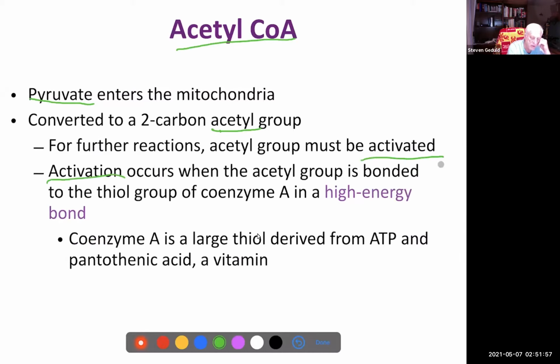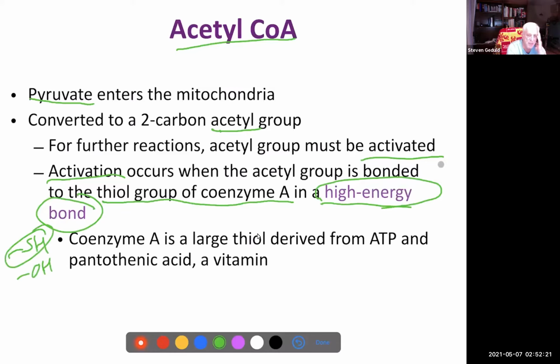Activation occurs when the acetyl group is bonded to the thiol group of coenzyme A, which is a high-energy bond. That's the key. When we bond to high-energy bonds, you can use that bond to process it more in the cycle as it goes in. So the acetyl group is bonded to the thiol group. Remember, thiol is a sulfur group. Thiols are SH, alcohols are OH. So thiols are an SH group. The SH bonds to the acetyl group of pyruvate, and that converts it into acetyl coenzyme A.